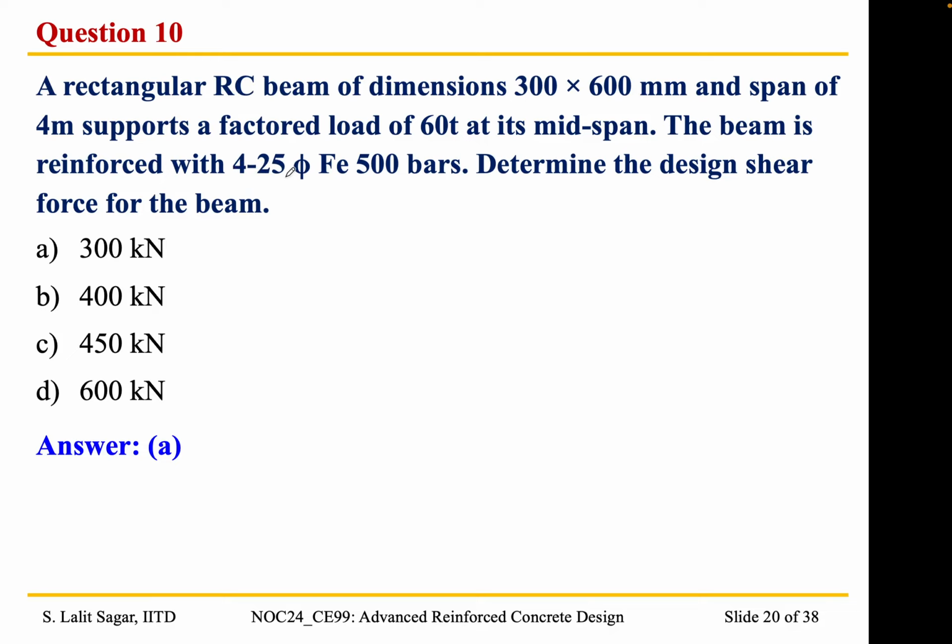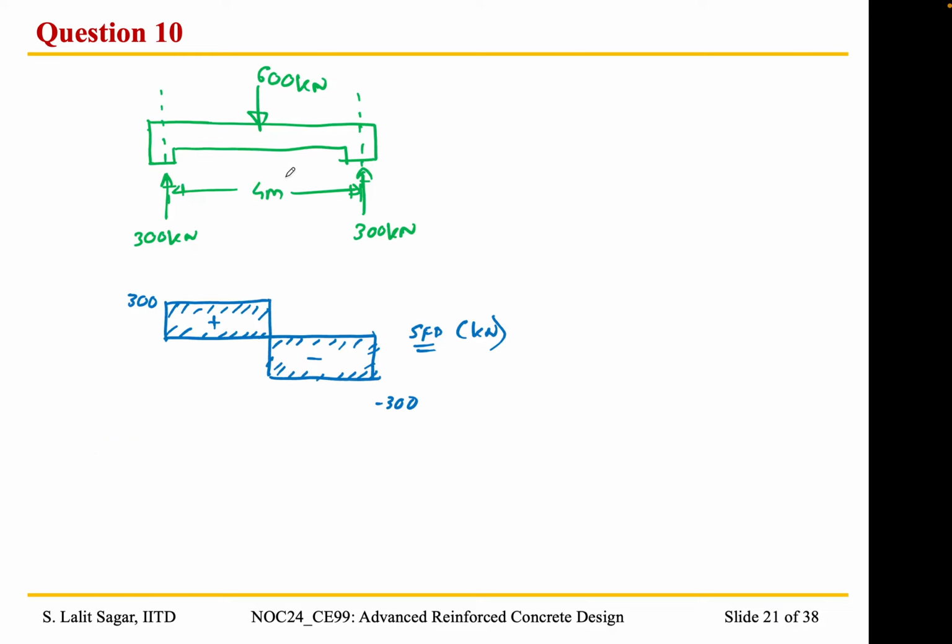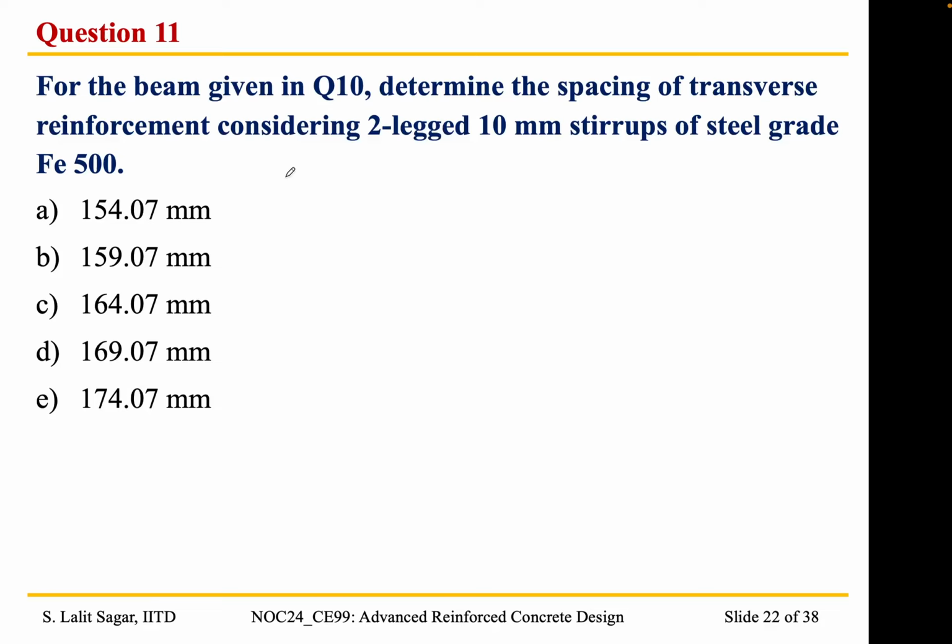So this value of PT is going to help us in evaluating the value of tau c, that is the shear contribution in concrete. Okay, so kindly consider this particular configuration of stirrups, two-legged 10 mm stirrups, and let me know what would be the spacing of transverse reinforcement. Kindly take 1 to 1.5 minutes, then we can discuss the solution and the answer.